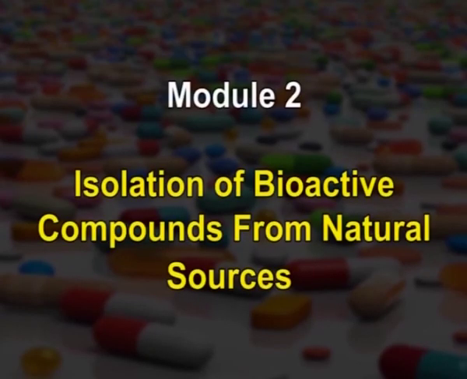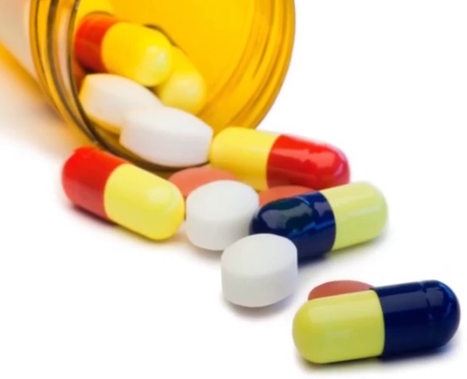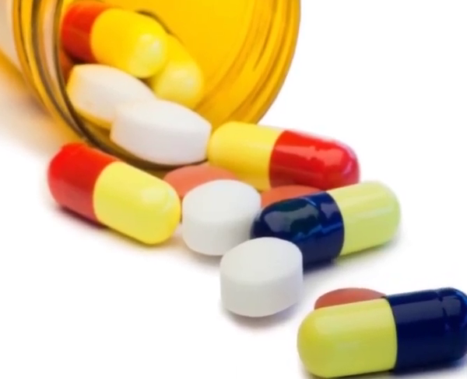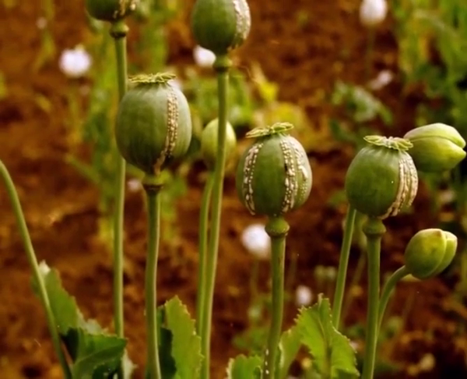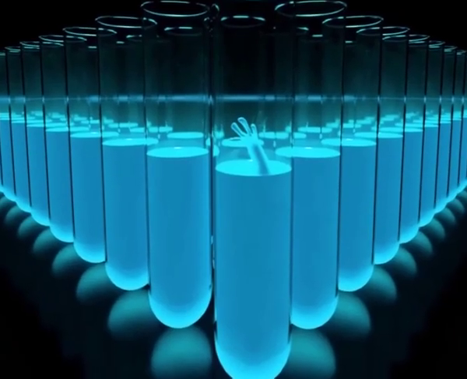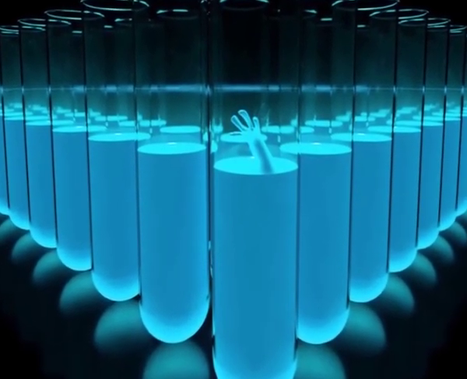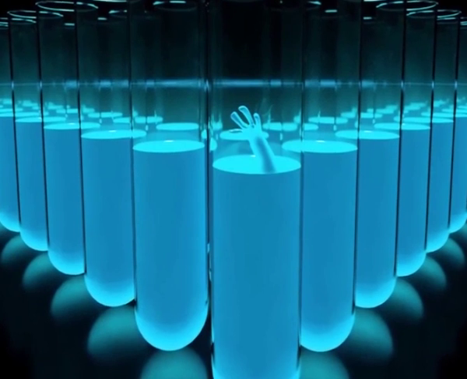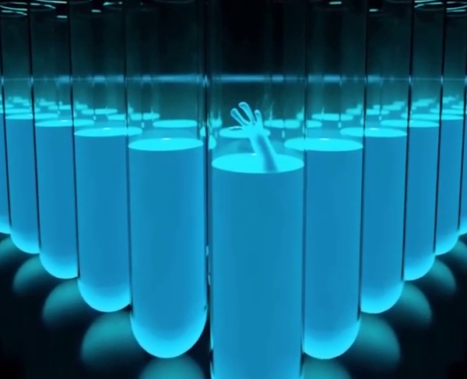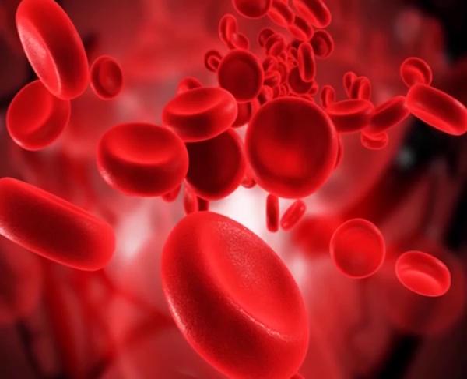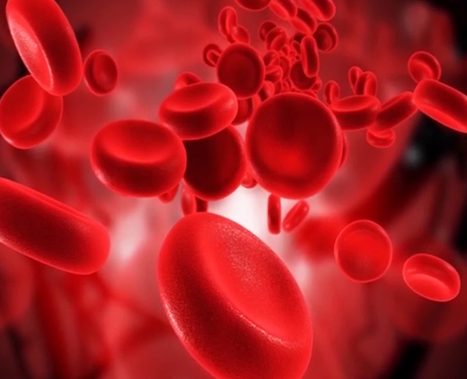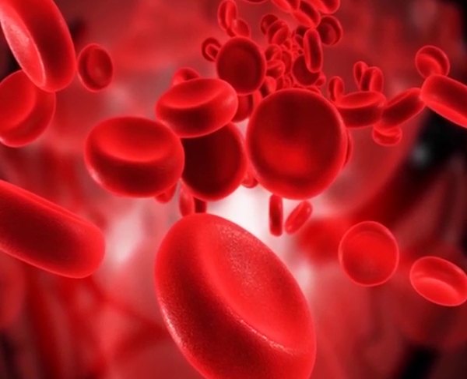Module 2, Isolation of bioactive compounds from natural sources. Basically, the sources of drug molecules are of natural origin, especially from plants. On the basis of observed pharmacological activity, one can isolate active constituents as drugs and can also optimize active constituents to obtain semi-synthetic drugs. The first example is dicoumarol, which is an anticoagulant.